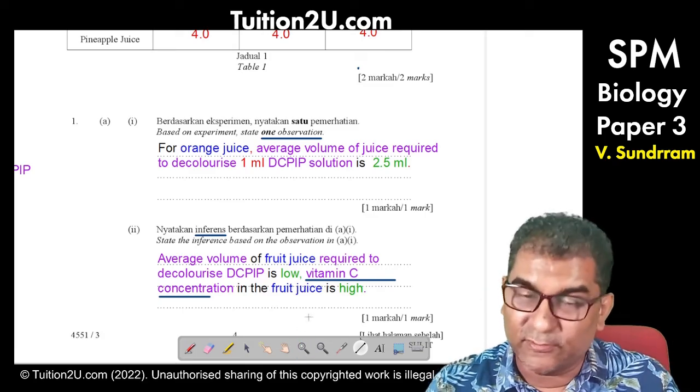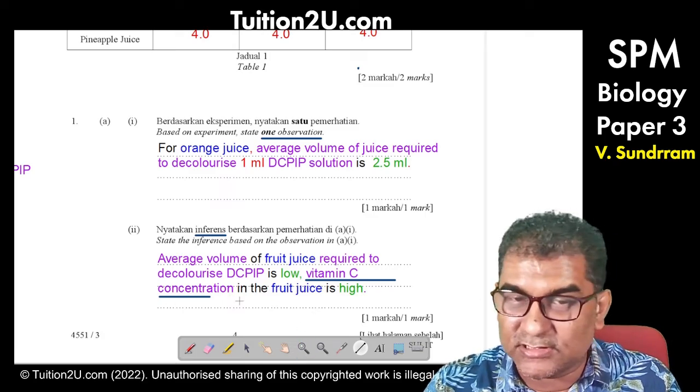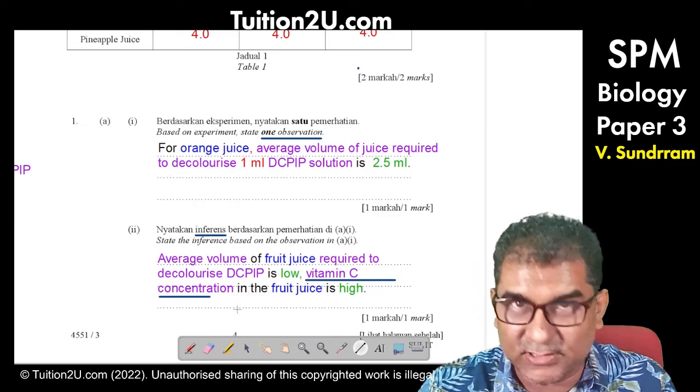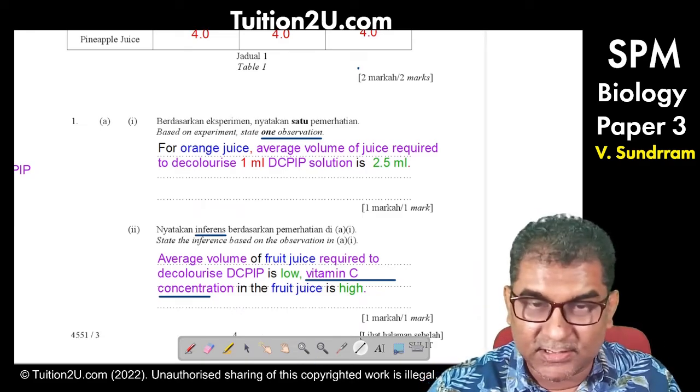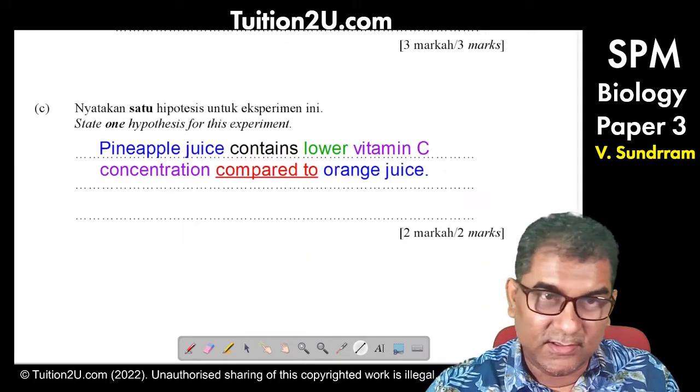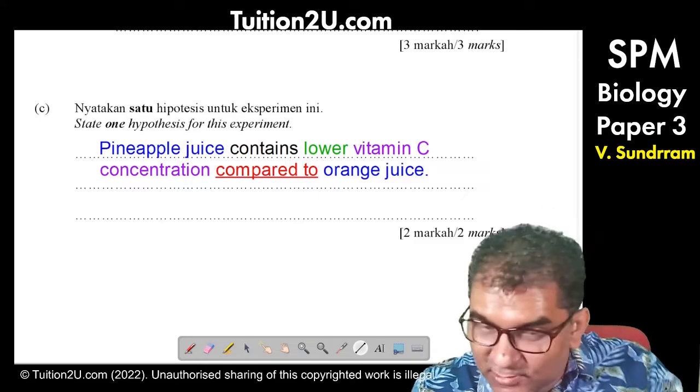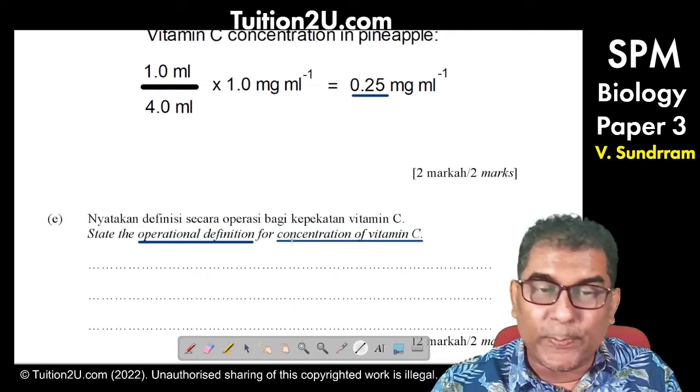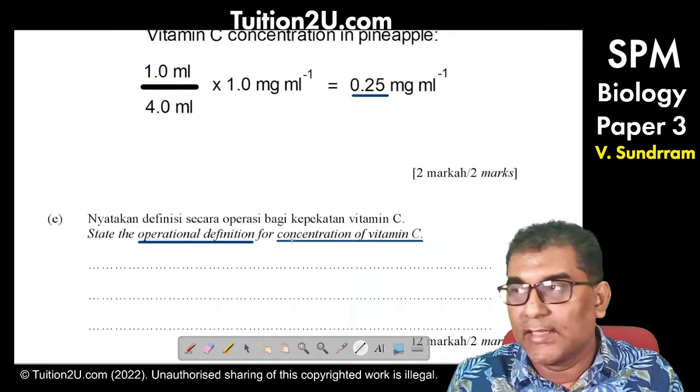In the actual exam, if one place they use vitamin C concentration, all the places they use vitamin C concentration. Like I think maybe the... no comments. Okay.